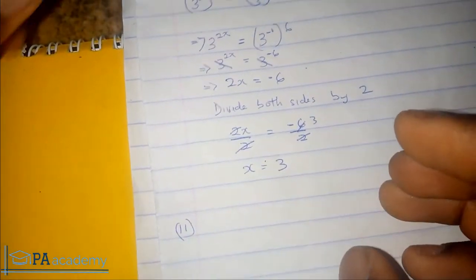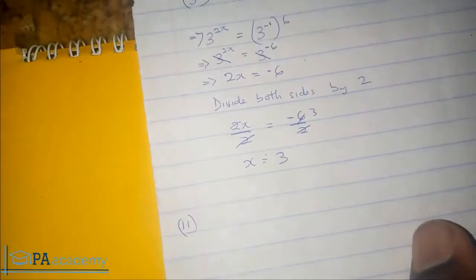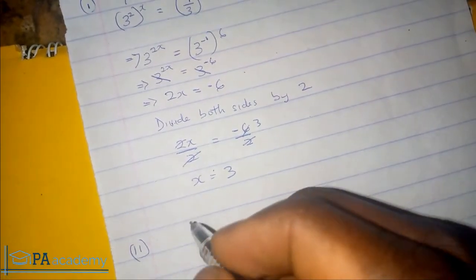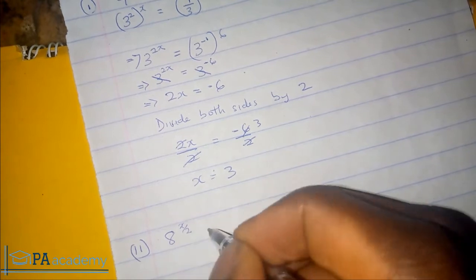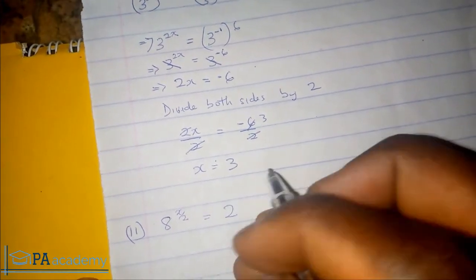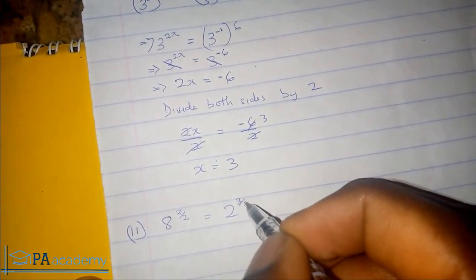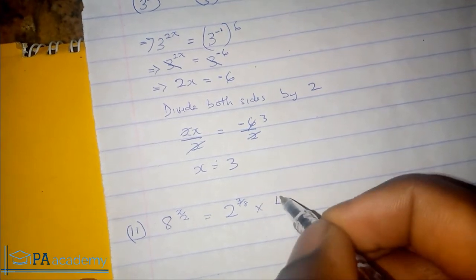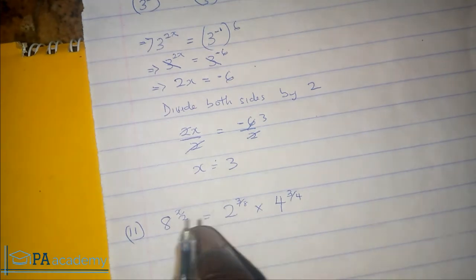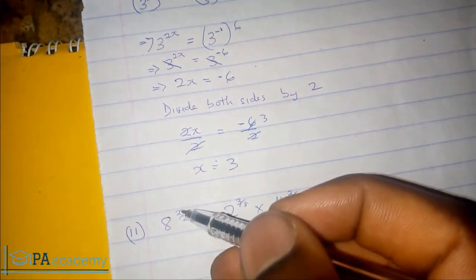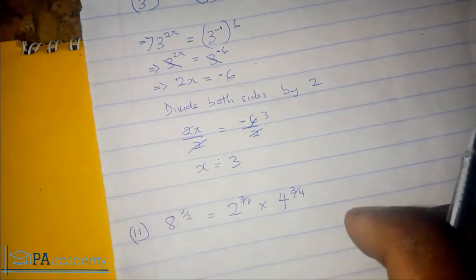Example 2 is 8 raised to power x over 2 is equal to 2 raised to power 3 over 8 times 4 raised to power 3 over 4. This is also in indices, but right here we are looking for the value of x. What is the value of x for this?